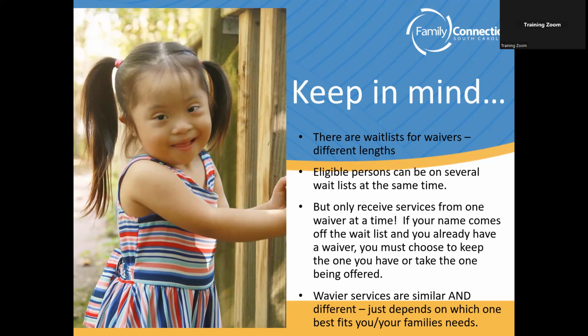Again, people can be on several wait lists for several waivers at once, but you must select which one you want to be on. So if your name or your child's name comes off the wait list, you have to select the one that you're being offered, or you can also choose not to and wait for the other ones. But not knowing how long that could potentially be, it's a best guess at that point.